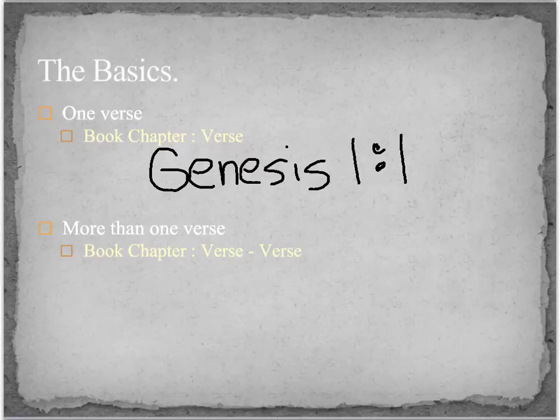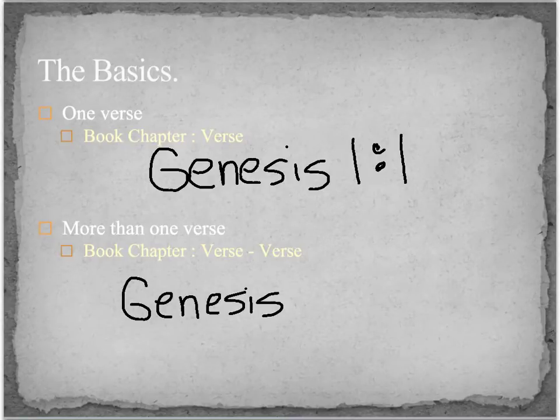If there's more than one verse, you'll see that those numbers at the end will be separated by a hyphen. So, Genesis is the book. Then the chapter would be 1. Colon says start at chapter 1, verse 1, but I'm going to go to verse 5. So that tells me Genesis chapter 1, verse 1, and then the hyphen means continue to verse 5.